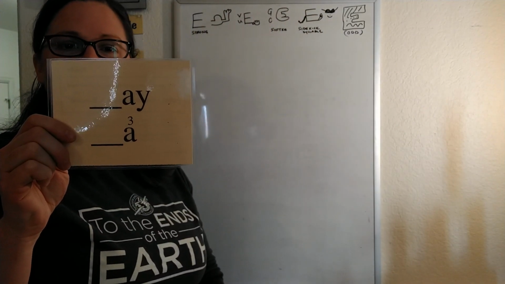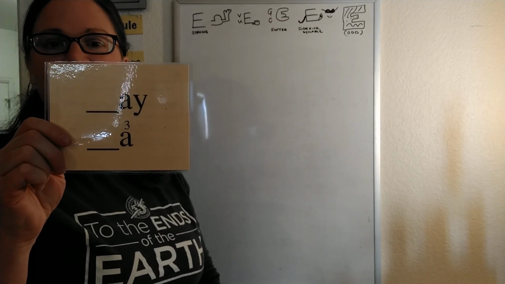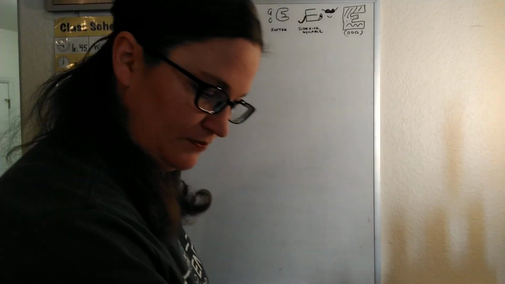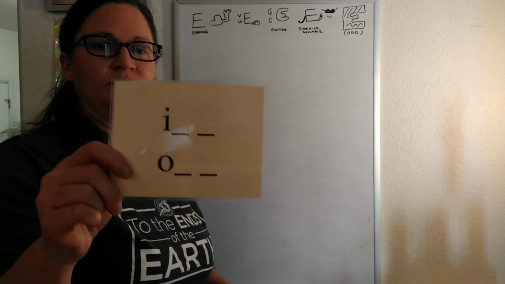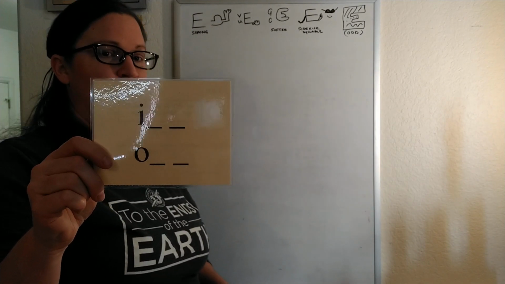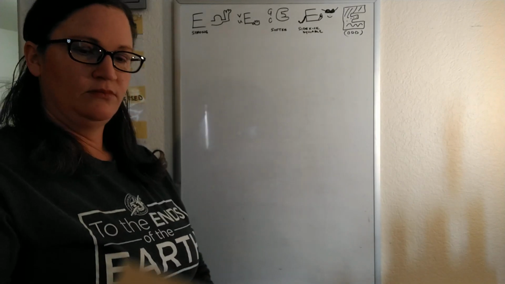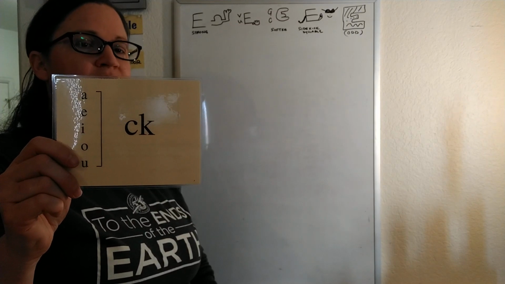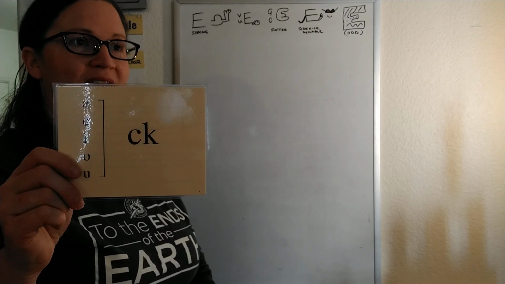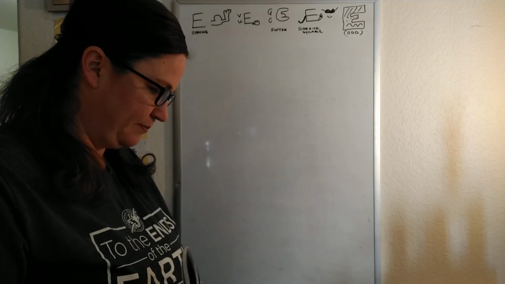AY usually says A at the end of a base word, right? Like may, pay, and day. But when it ends in A, it says ah, like ma, pa, and soda. O and I may say O and I before two consonants like gold or bind. And then K, two-letter K, can only be used after a single vowel that says its first sound. Okay, so we went over those kind of quickly. It's okay if you don't remember them.